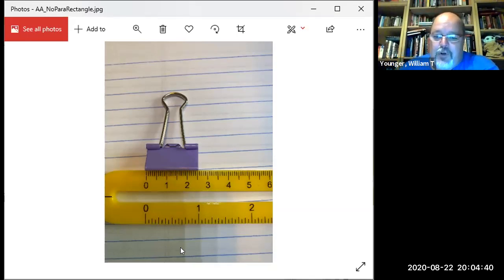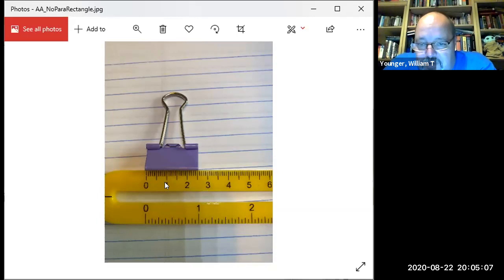So if you were to count these numbers, the leftmost number would be 0, 0.1, 0.2, 0.3, 0.4, 0.5. Notice the 5 is a little bit longer. That's normal with rulers and meter sticks. And then 0.6, 0.7, 0.8, 0.9, and then 1.0. Okay, so that's one thing you want to do.